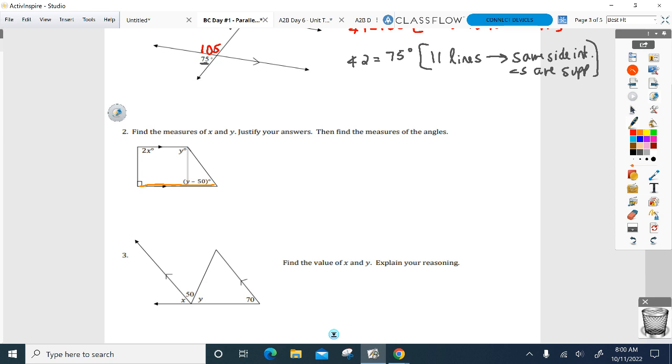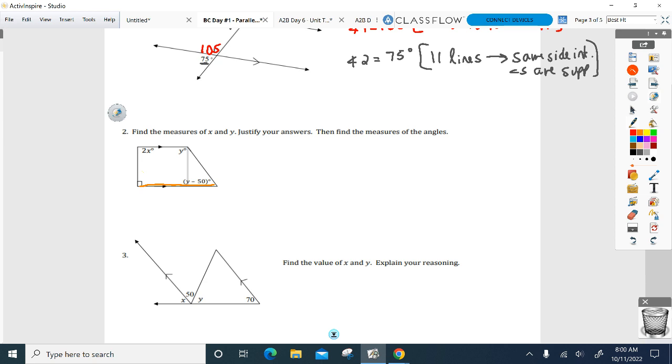So if I'm looking at the right angle here and the angle I marked as 2x, are they inside or outside? Inside. Are they on the same side of the transversal or opposite sides? Look at it, 2x and the 90. Same. So what type of angles are they? Same side interior, which makes them congruent or supplementary? Supplementary. Everyone see, I identified them.